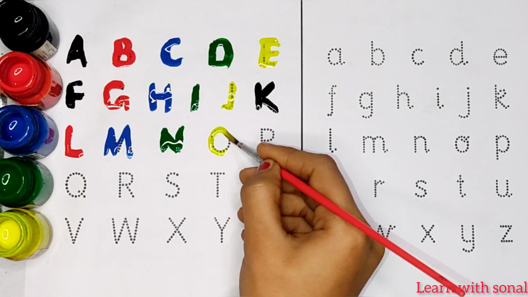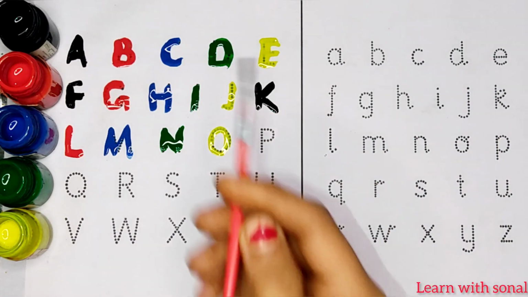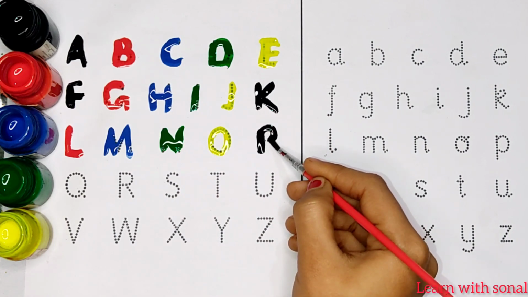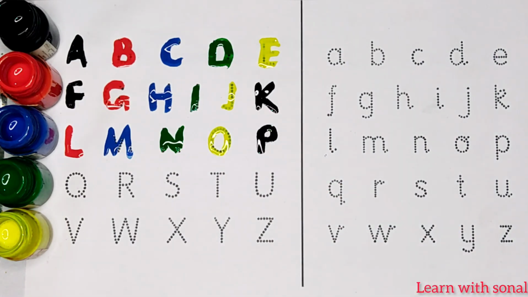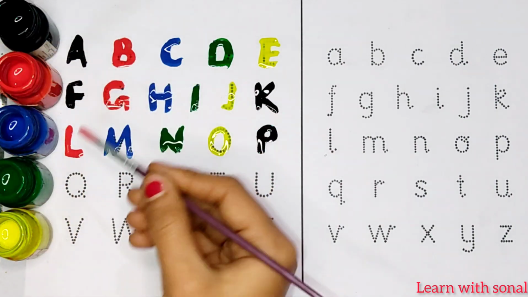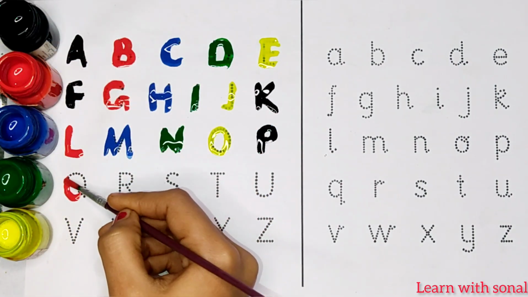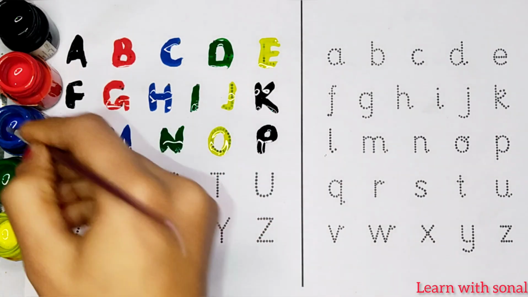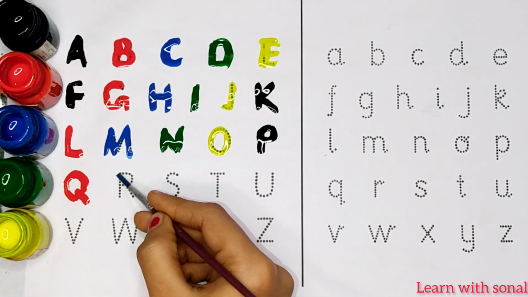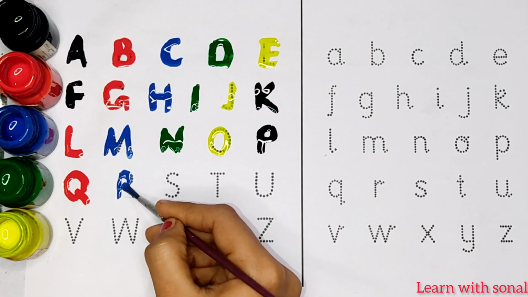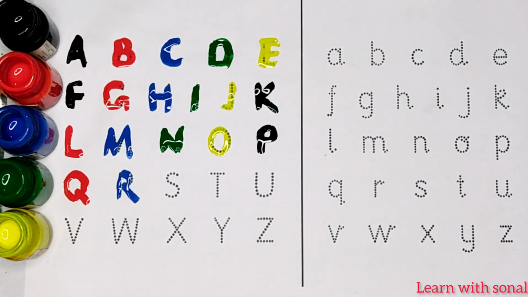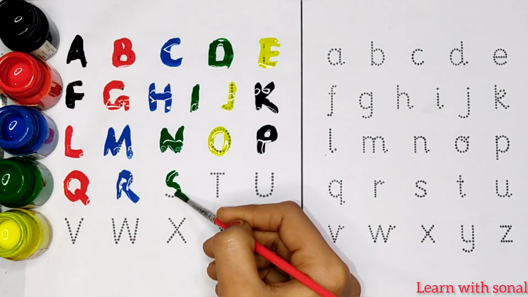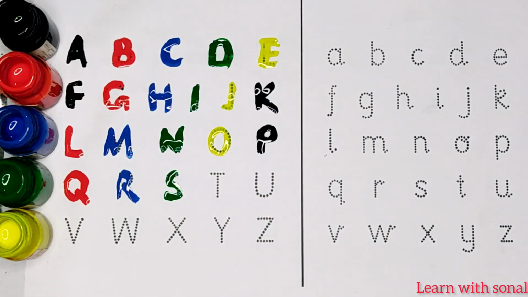O, O for orange. P, P for peacock. Q, Q for queen. R, R for rose. S, S for sunflower.